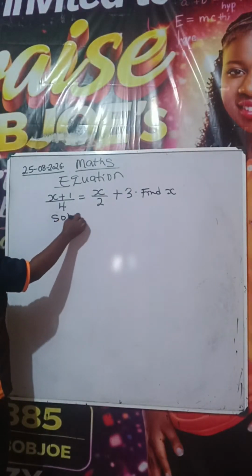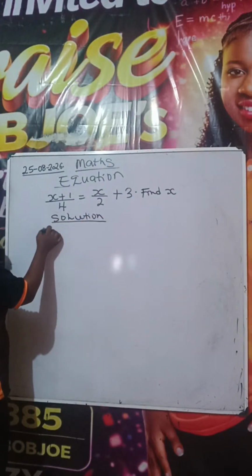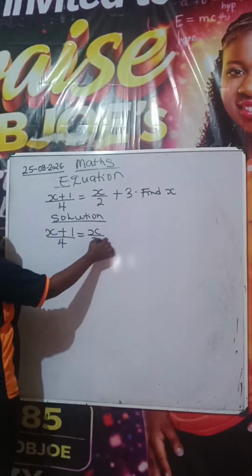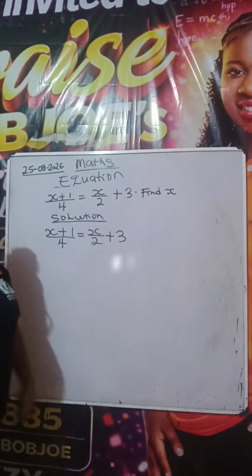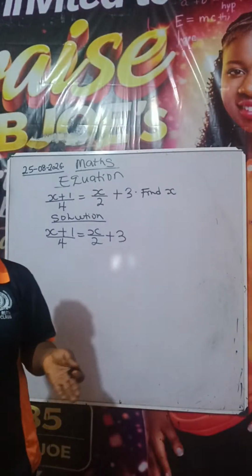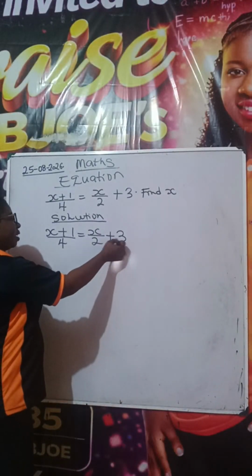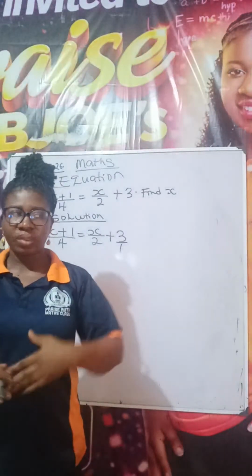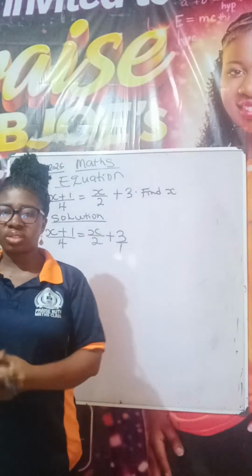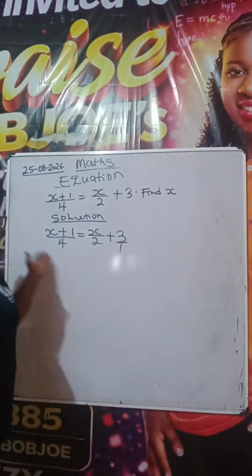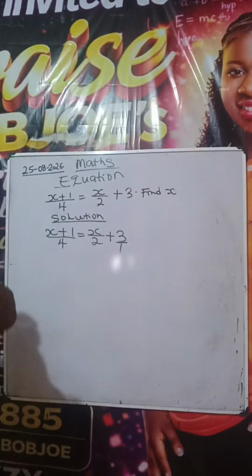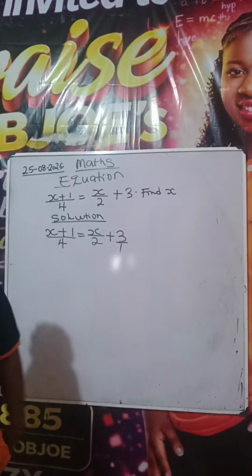So solution, we have x plus 1/4 equals x over 2 plus 3. This one we have fractions. Now, if this one is over 3, that means we have it to be over 1. So what do we do? I don't want to work with fractions. I want to delete the fractions, I want to clear the fractions. And how will I do it? What do you think I should do? Anybody? Find the LCM of 4, 2, and 1.